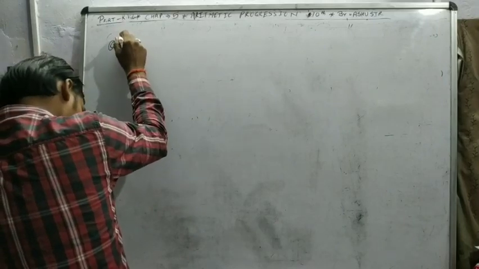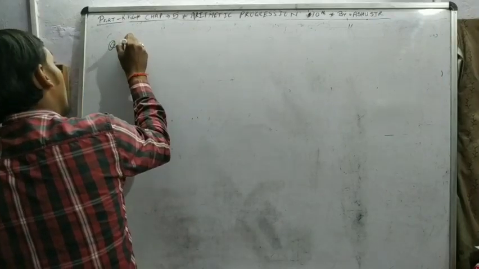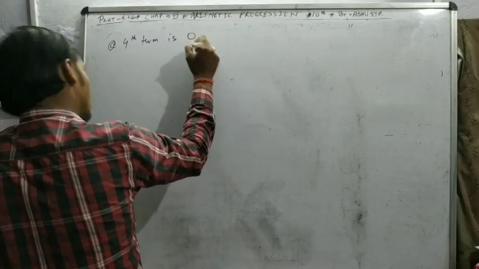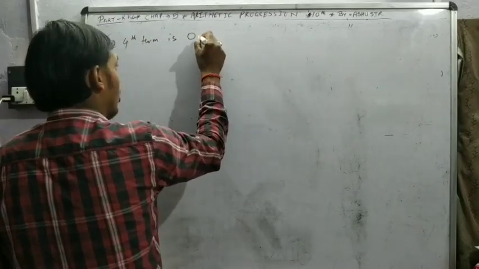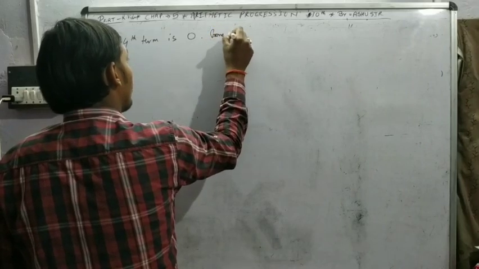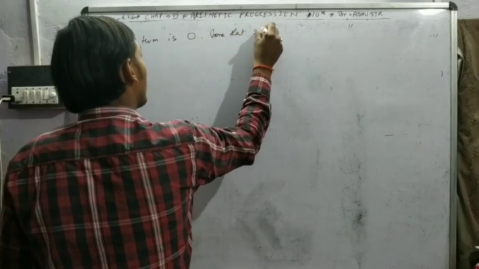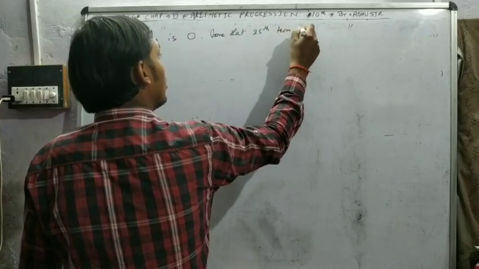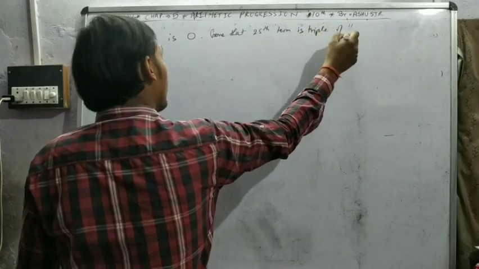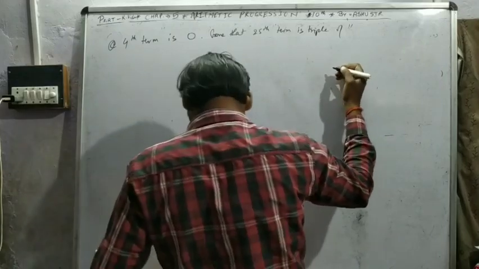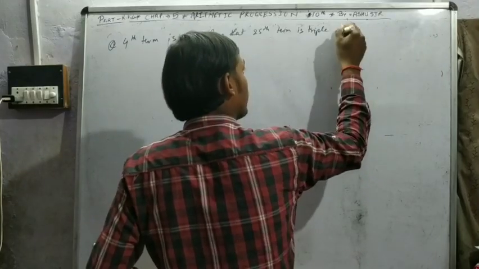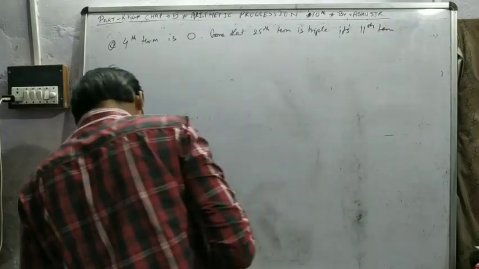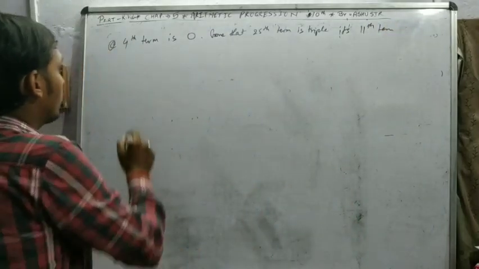Question is, the fourth term is 0, so prove that the 25th term is triple of the 11th term. So easy question.